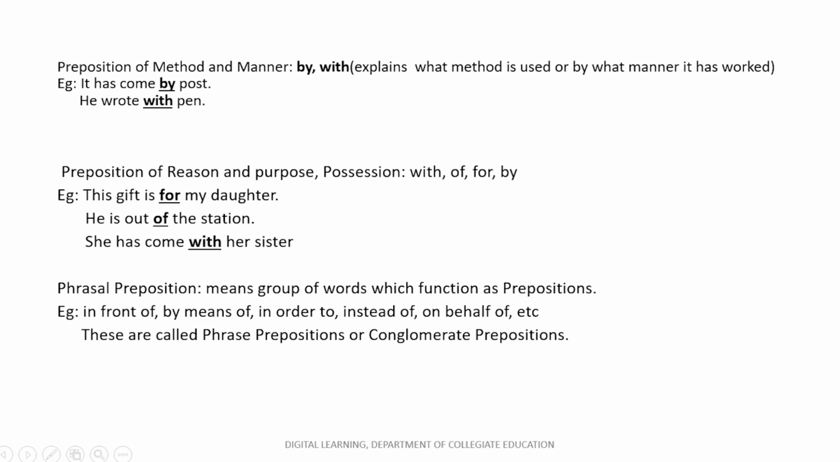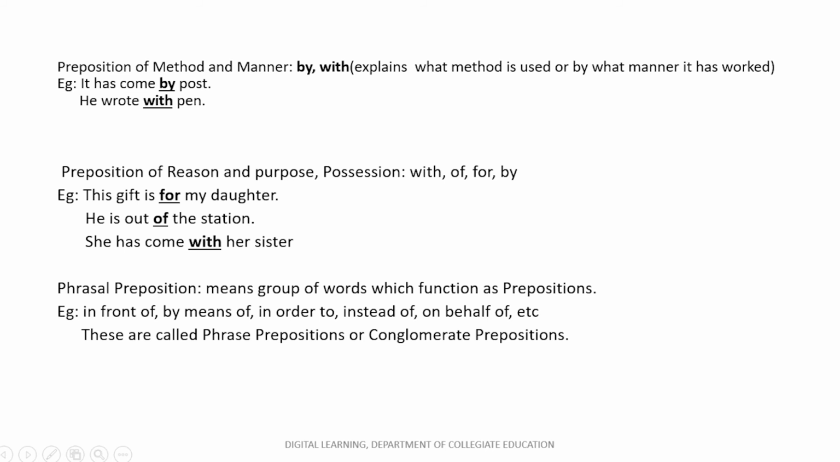Prepositions of reason and purpose, and possession: to whom it belongs. Where is he? With whom is she? When you are referring to these things, you can use with, of, for, and by. When you are referring to reason, purpose, and position in a sentence, you can use these prepositions. This gift is for my daughter. Possession. He is out of the station. Where is he? Out of the station. She has come with her sister. These are the prepositions you can use while referring to reason, purpose, and position.